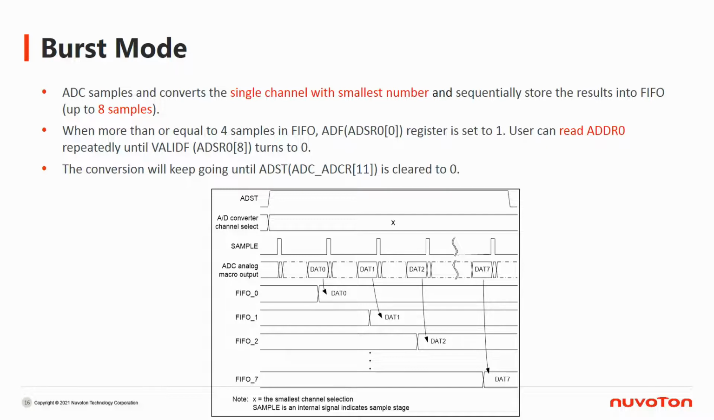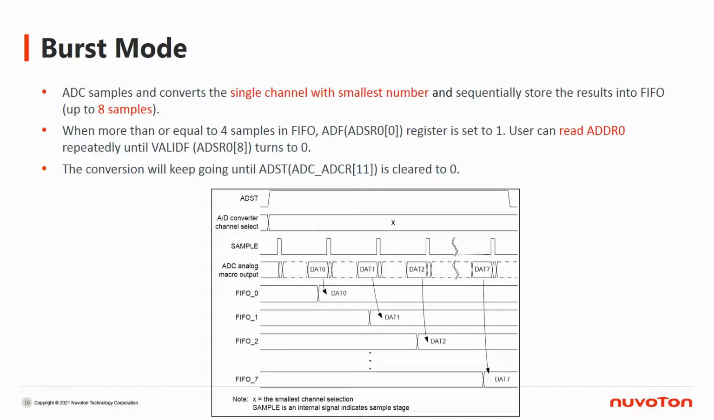When analog to digital conversion for the specified channel is completed, the result is sequentially transferred to FIFO and can be accessed only from ADDR0, the ADC data register 0. When there are more than or equal to 4 samples in FIFO, the ADF bit will be set to 1. If interrupt is enabled, an ADC interrupt will be triggered.